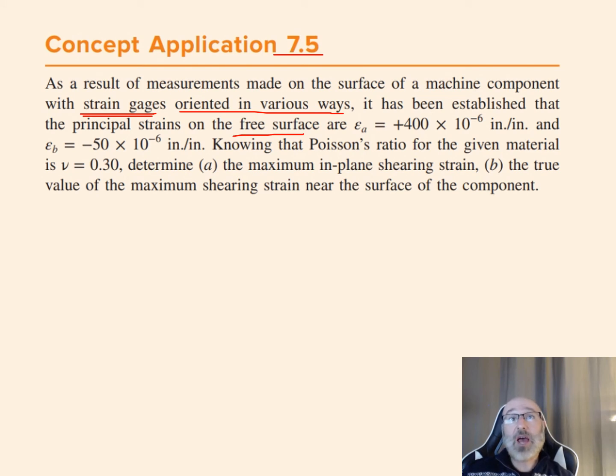We've just taken a look within this module at different arrangements that we can use, different theta values for the angles between them. It's been established that the principal strains on the free surface are, and we've measured this from our strain gauges, epsilon sub A is equal to positive 400 times 10 to the negative 6 in units of inches per inch. So this is the units of strain right there. And epsilon sub B is negative 50 times 10 to the negative 6 inches per inch. We also know Poisson's ratio for the given material is 0.3. They want us to find two things. In part A, determine the maximum in-plane shearing strain. And in part B, find the true value for the maximum shearing strain near the surface of the component.